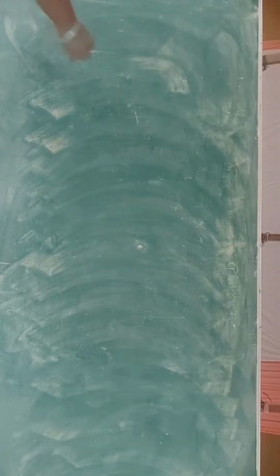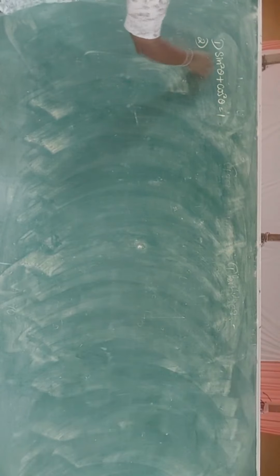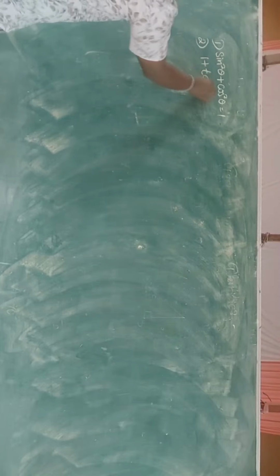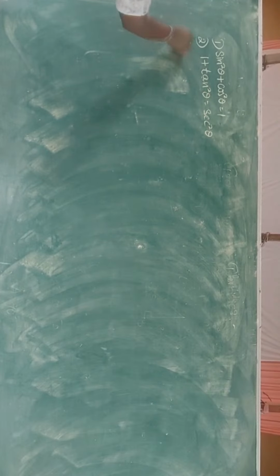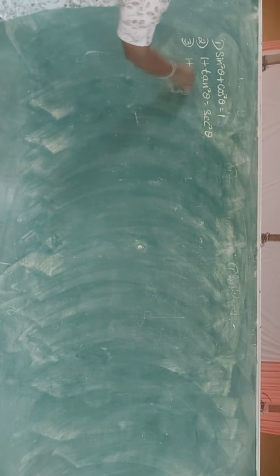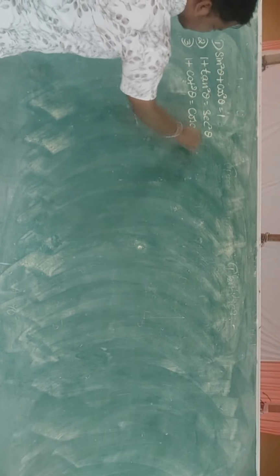Yes, sir. Yesterday we discussed the identities, right? Trigonometric identities. First one: sin square theta plus cos square theta is equal to 1. Second one: 1 plus tan square theta is equal to sec square theta. And third one: 1 plus cot square theta is equal to cosec square theta.